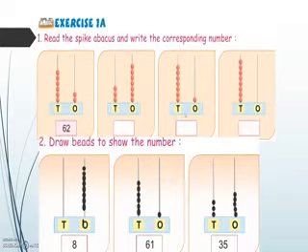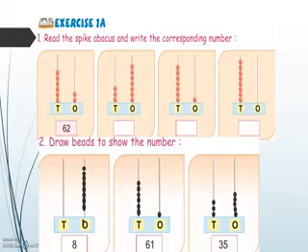Now next one. This is your exercise 1A. In the textbook you can see exercise 1A. Read the spike abacus and write the corresponding number. So we have to look at the spike abacus carefully and write which number it is representing. It is a two-digit number, since the ones rod is there and the tens rod is there.